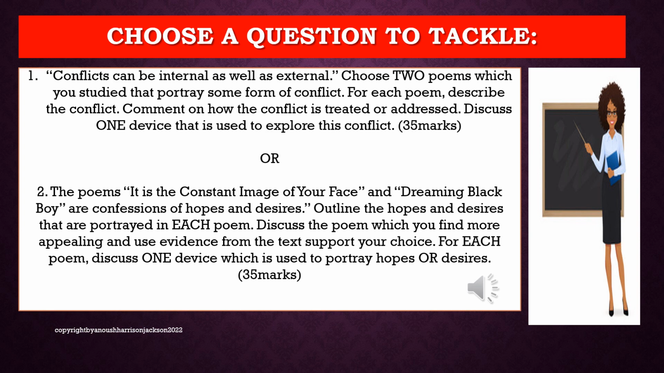For the second question, the poems "It Is the Constant Image of Your Face" and "Dreaming Black Boy" are confessions of hopes and desires. Outline the hopes and desires that are portrayed in each poem. Again, I'll have my introductory paragraph first. Then I would outline the hopes and desires that are portrayed in each poem. Then I will discuss the poem which I find more appealing and use evidence from the text to support why I've chosen this poem in particular, versus the other poem.